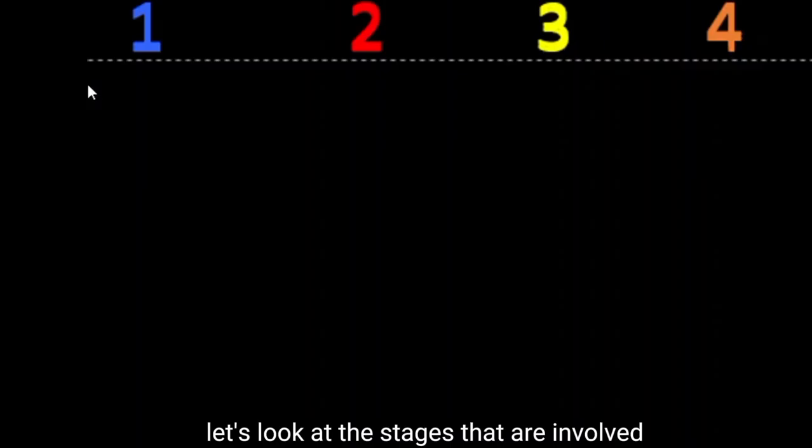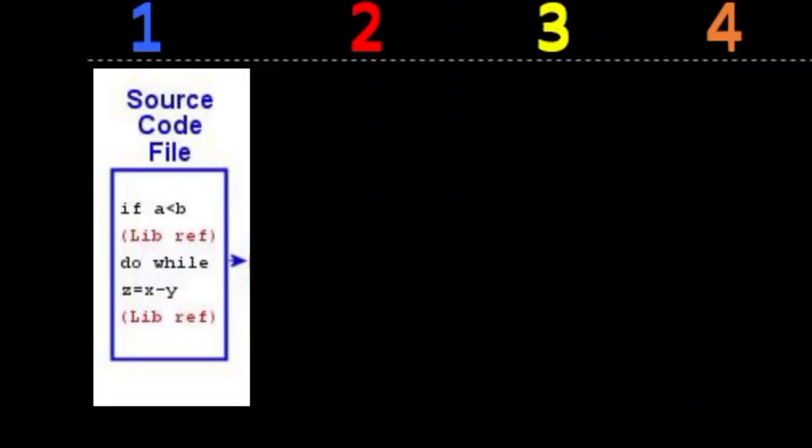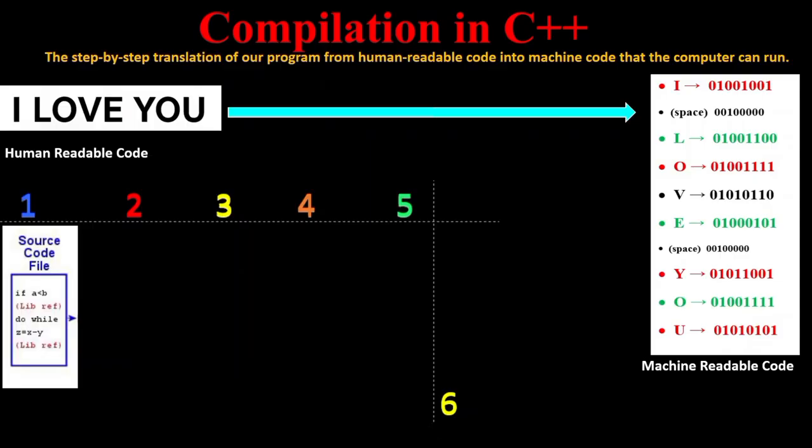Okay. Now, let's look at the stages that are involved from human readable code to machine readable code. So I'll take you through step by step so that we can understand. Stage 1 is called source code file. Now, what is a source code file? In a source code file, this is where the program starts.